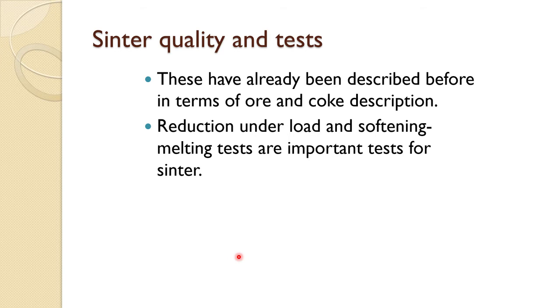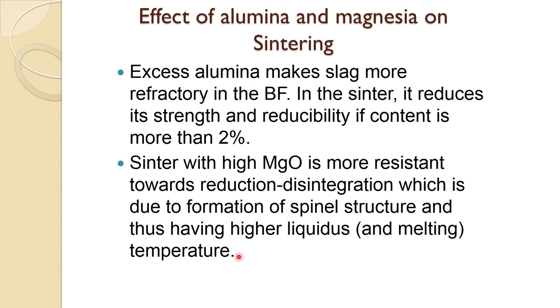On sinter quality and test, but before that, this is also another one which we haven't talked about, the alumina and magnesia effect on the sintering. So excess alumina makes slag more refractory. So this is actually not good. It reduces the strength and the reducibility if it is more than 2%.